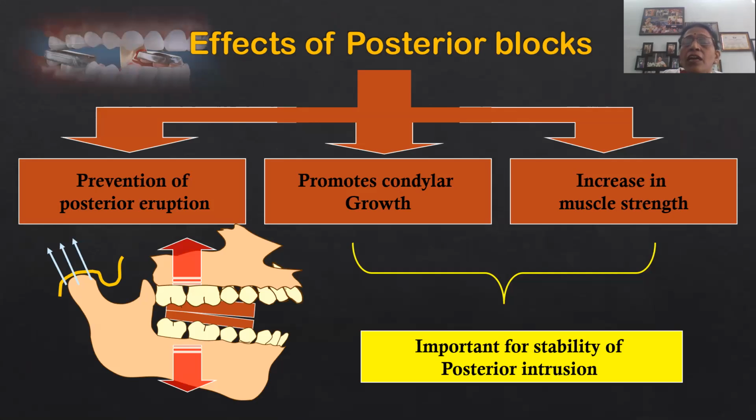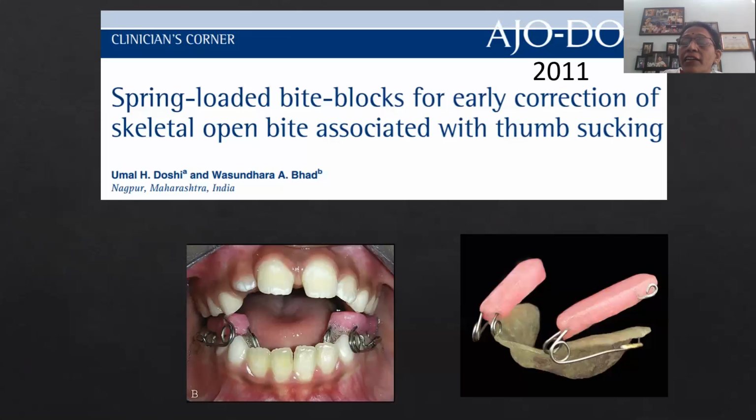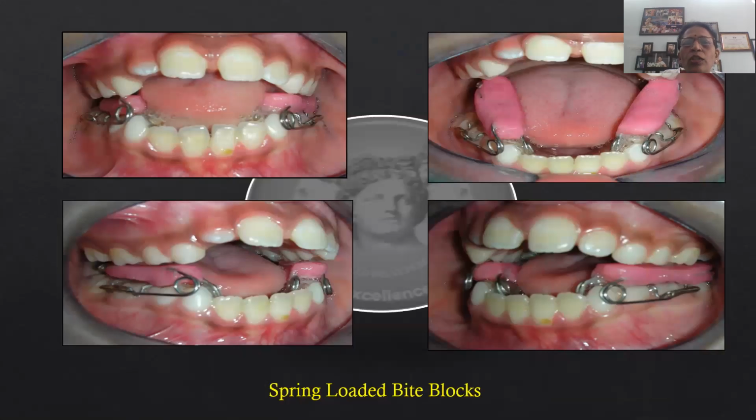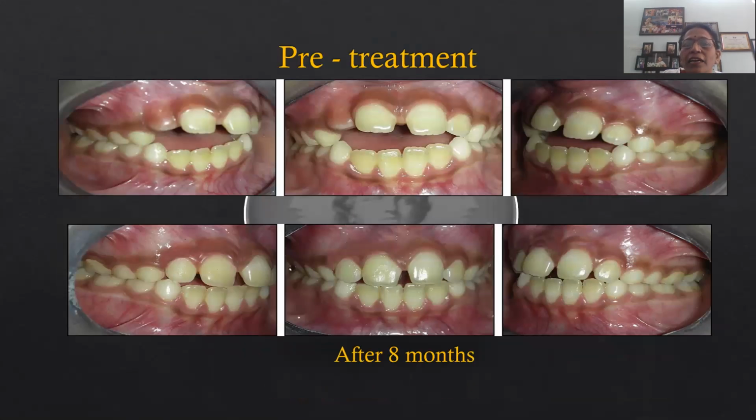stability of the results. Now the posterior bite blocks can be passive bite blocks, but for active intrusion, you can put an active component, as in this case, where we have put springs in the bite block. It is a spring-loaded bite block, and this case report has been published in AJODO 2011. A 9-year-old child had a skeletal open bite associated with a thumb-sucking habit. We gave a spring-loaded bite block, and in 8 months the corrections were achieved, after which we gave passive posterior bite blocks.